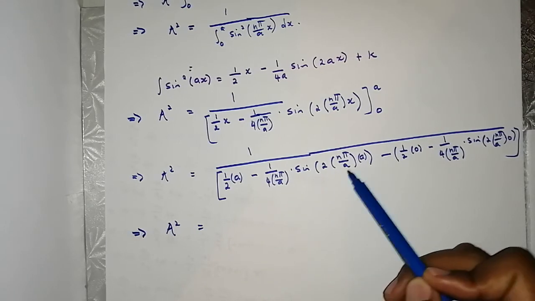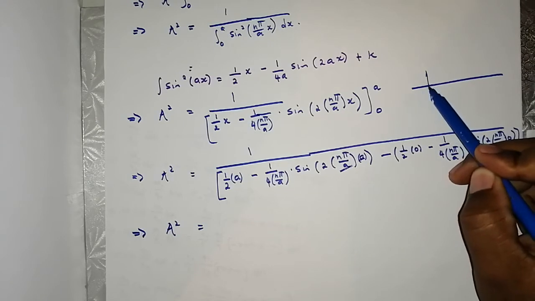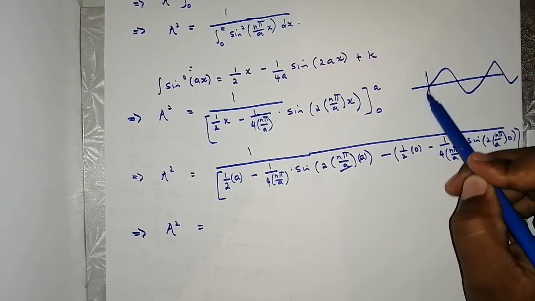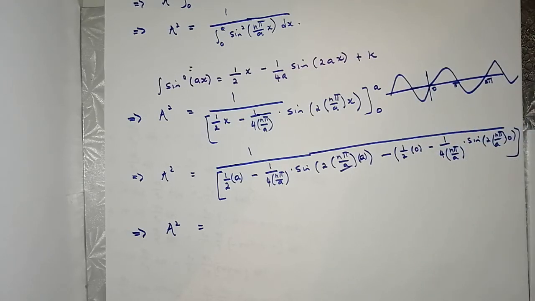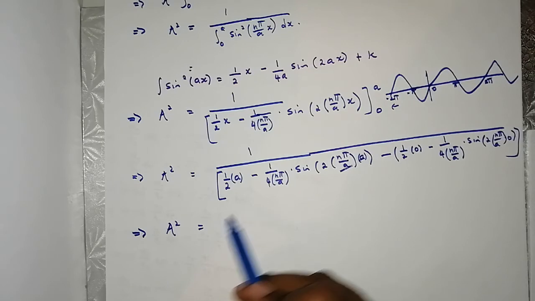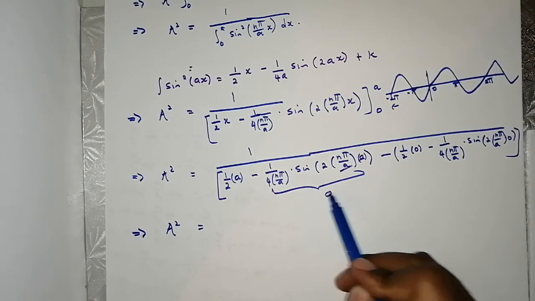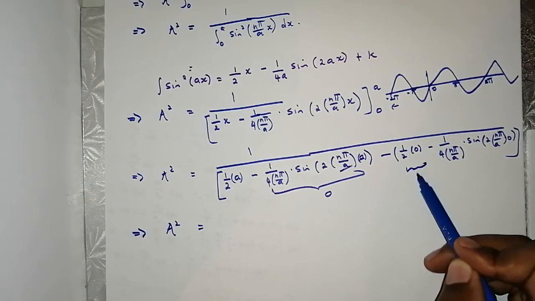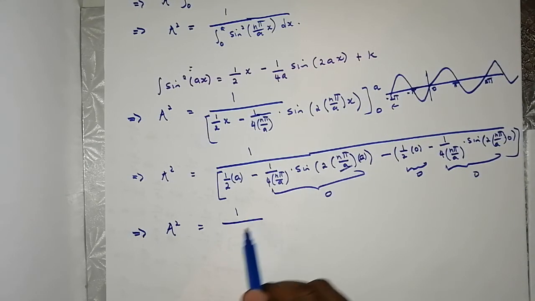The a and this a will divide. The sine of 2n pi, the sine function is 0 at 0, pi, 2 pi, and negative pi, negative 2 pi, it continues. So sine of 2n pi will be 0, so this entire thing will be 0. This is 0 also, and sine of 0 will be 0. So we are left with 1 divided by a over 2.